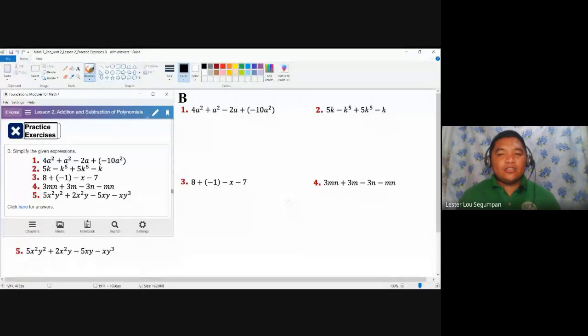Let me show you the practice exercise B found in our lesson number 2, which is concerned with the basic addition or subtraction of polynomials. In numbers one, two, three, four, and five, if you have been noticing, these items were actually just the terms that I gave you in the previous video. But in the previous video, we were not able to add or subtract them. We only got as far as identifying like or unlike terms. So for us to add these, I'm also going to help you how to add properly.